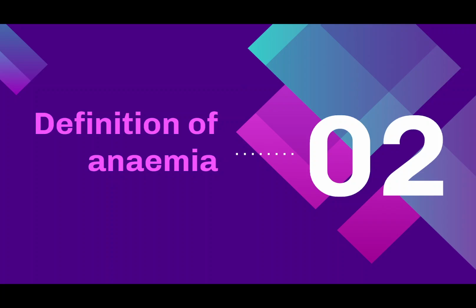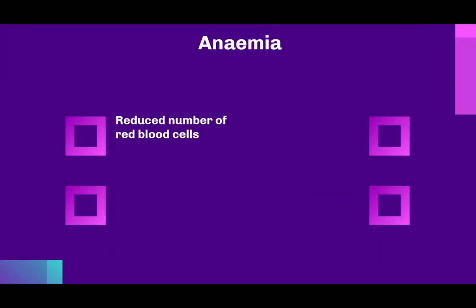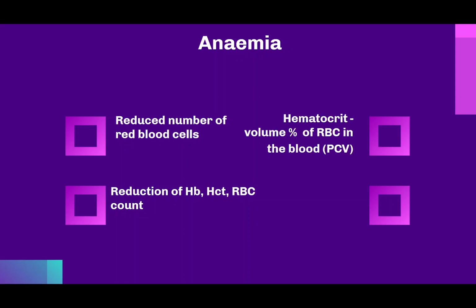So, what is anemia and how do we define anemia? Anemia can be defined in a few ways. The first one is reduced number of red blood cells. And also, it's not wrong if you say anemia is the reduction of hemoglobin, hematocrit, RBC, and also RBC count.